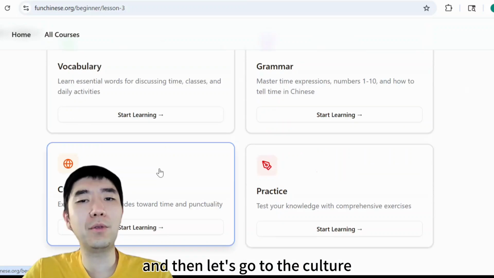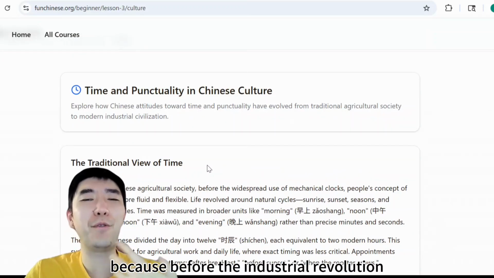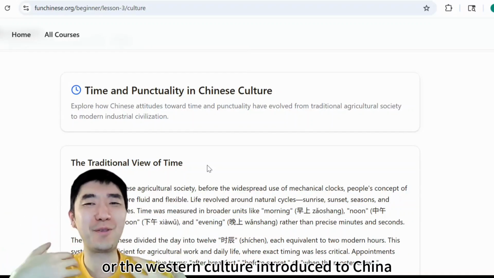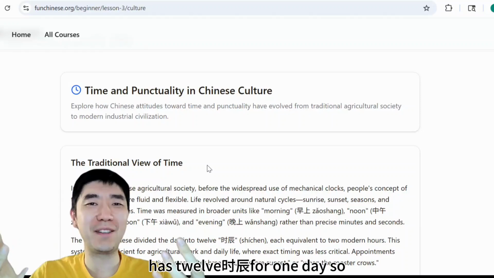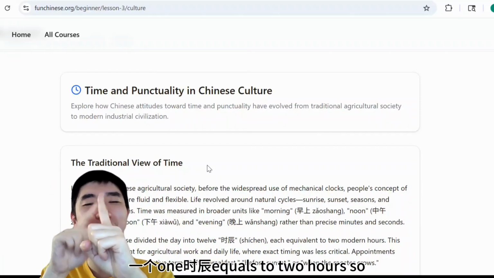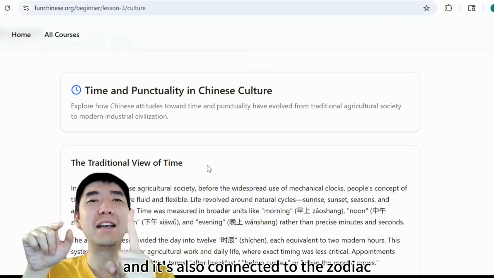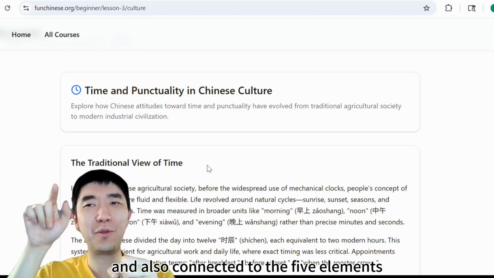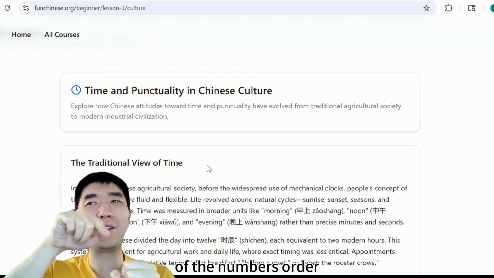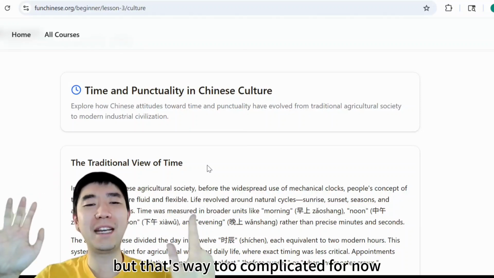And then let's go to the culture. The culture is really interesting because before the Industrial Revolution, or before Western culture was introduced to China, we had our own system with 12 时辰 for one day. So 1 时辰 equals 2 hours. It's also connected to the zodiac, the 5 elements, and the Chinese system of ordinal numbers from 1 to 10. But that's way too complicated.